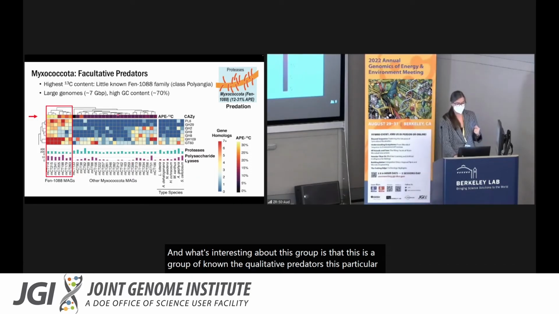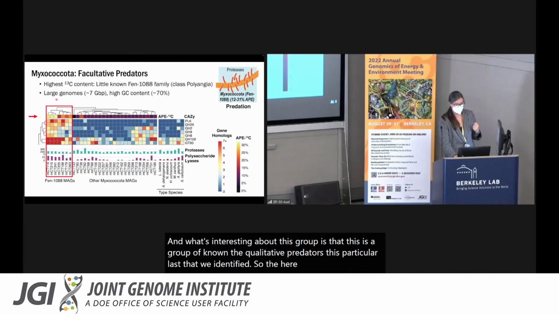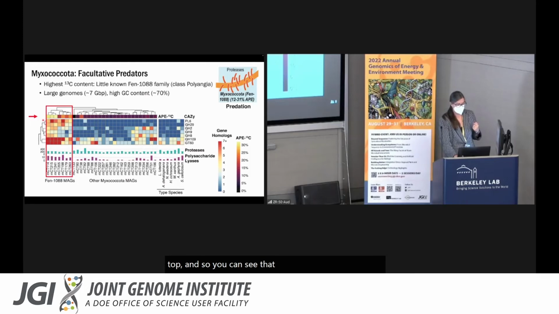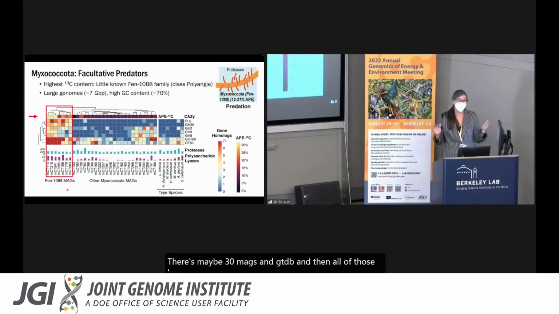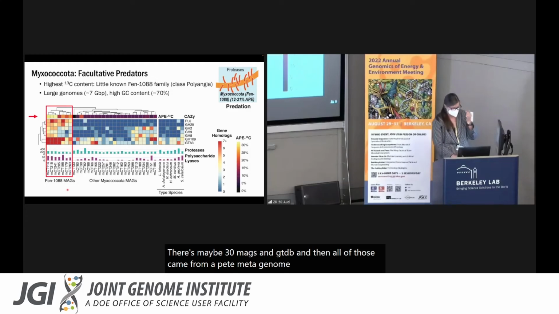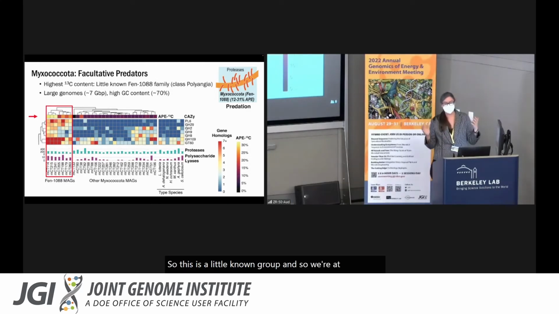This particular class that we identified, so here I've grouped all of these by isotopic enrichment on top. And so you can see that all of these MAGs right here are from the Fen 1088 group. So we don't really know much about this group. There's maybe 30 MAGs in GTDB, and all of those came from a peat metagenome. So this is a little known group.